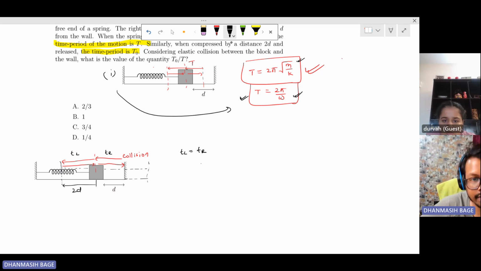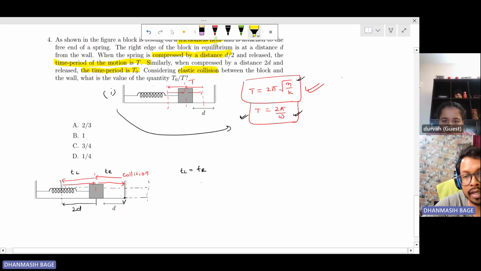Just see that. Let us say that the moment it collides with this thing, the velocity was v, because it has been mentioned that the collision is an elastic collision. So during the elastic collision, there is no loss of kinetic energy. Kinetic energy will remain the same. So it was going in this direction when it collided with this thing, but after collision, it will come back with the same velocity in this direction, right? It means the time taken will always be the same.